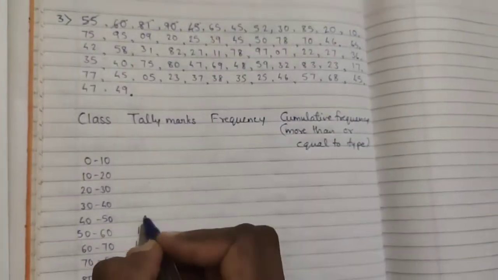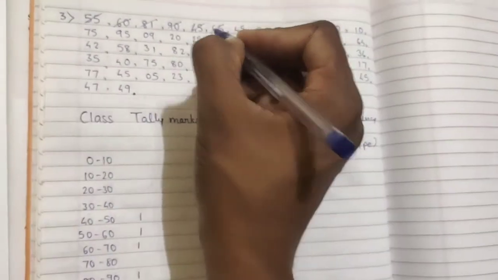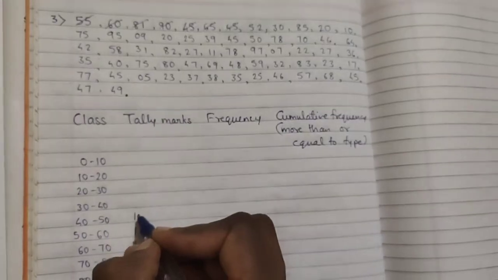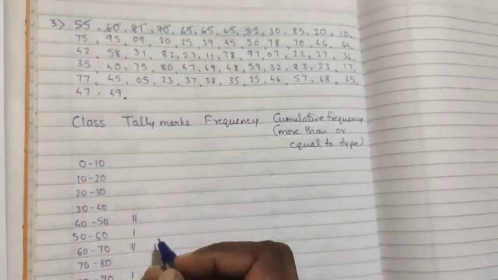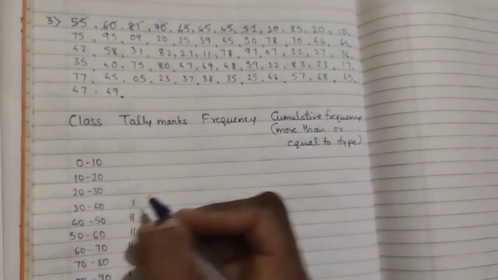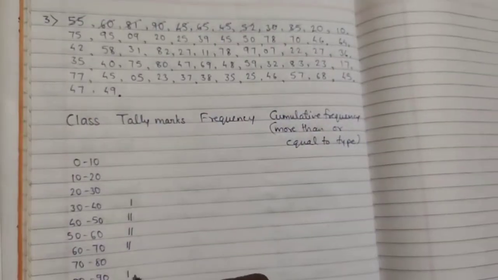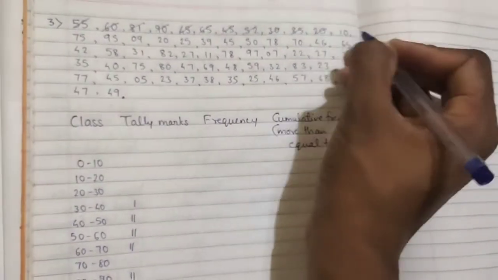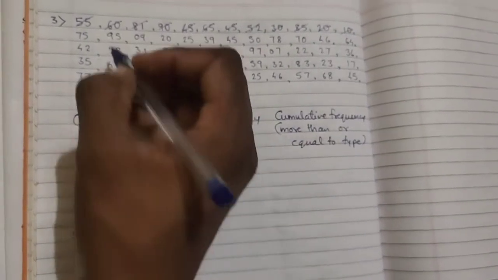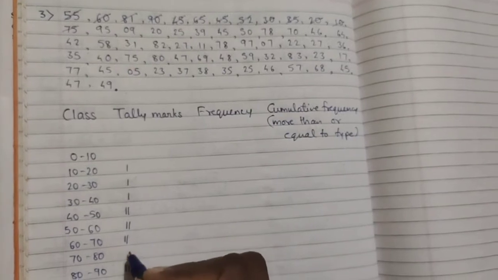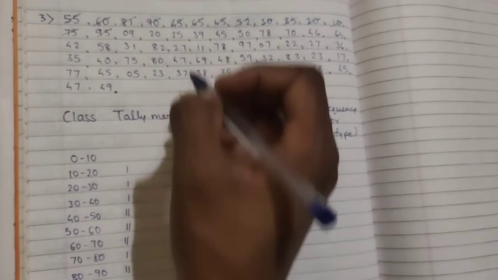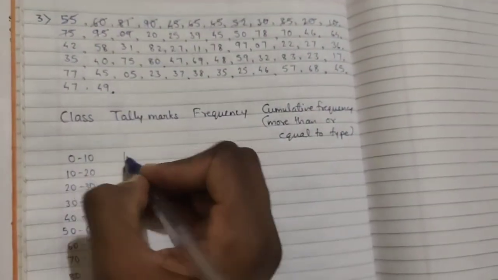45 will come in 40 to 50. Then 65 will come in 60 to 70. 45 will come in this column. Then 52 will come in this. Then 30 will come here. Then 85 will come in this column. Then 20 and 10, 20 will come here and 10 will come here. 75 will come here in this column. 95 will come here. Then 9 will come in the first one.